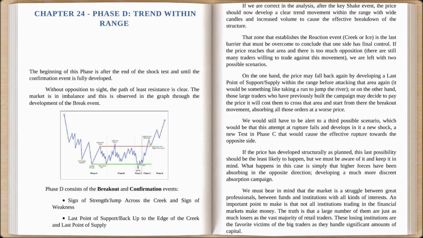On the one hand, the price may fall back again by developing a last point of support supply within the range before attacking that area again. It would be something like taking a run to jump the river. Or on the other hand, those large traders who have previously built the campaign may decide to pay the price it will cost them to cross that area and start from there the breakout movement, absorbing all those orders at a worse price.